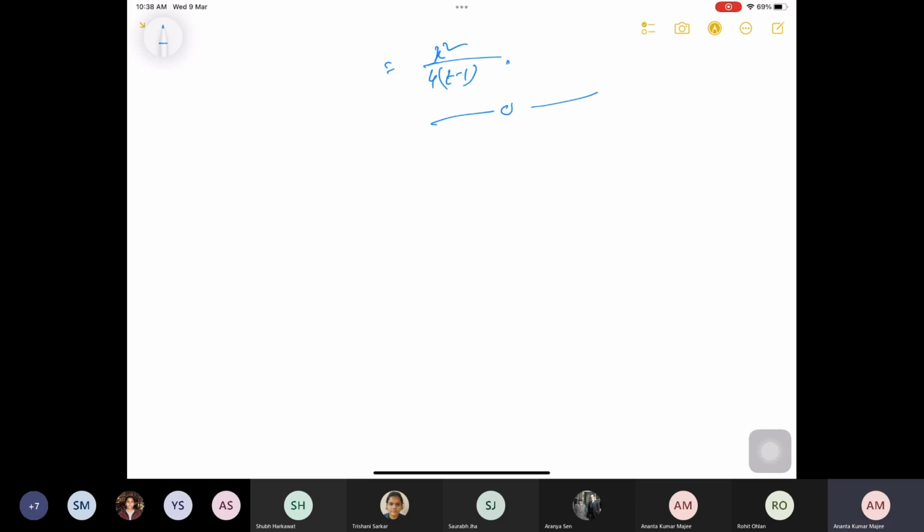And then we need to define the so-called envelope. Okay, so what is the envelope, or the singular solution, if you're given a nonlinear PDE?